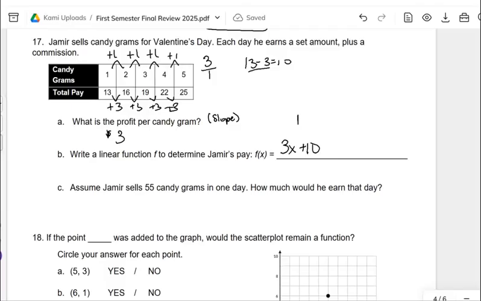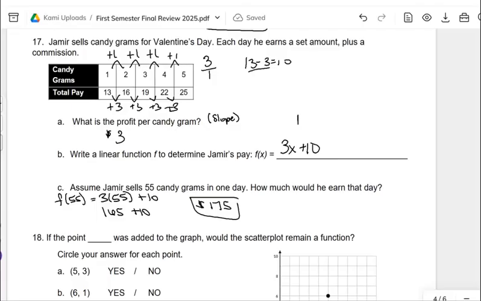Assume Jamar sells 55 candy grams in one day. How much would he earn that day? So I have f of 55 equals 3 times 55 plus 10. So 165 plus 10. So he would make $175.